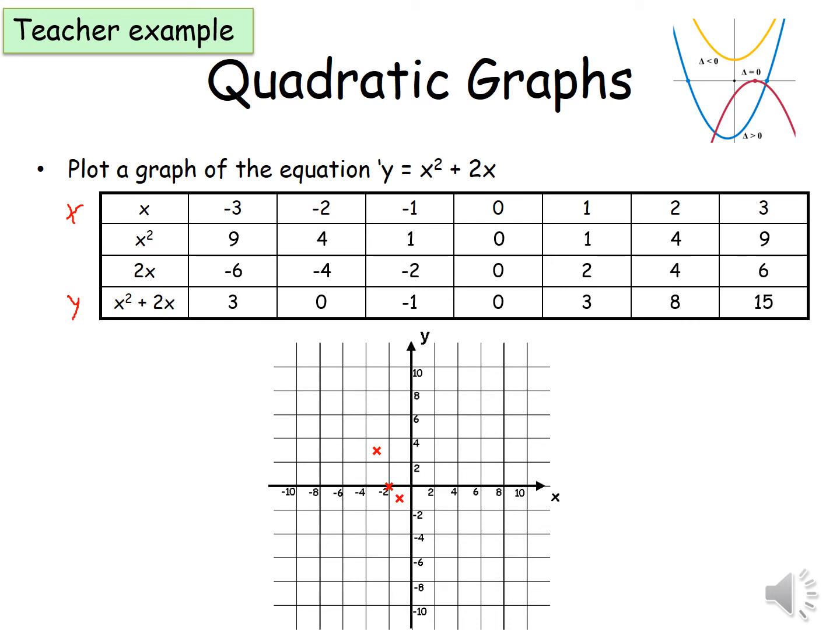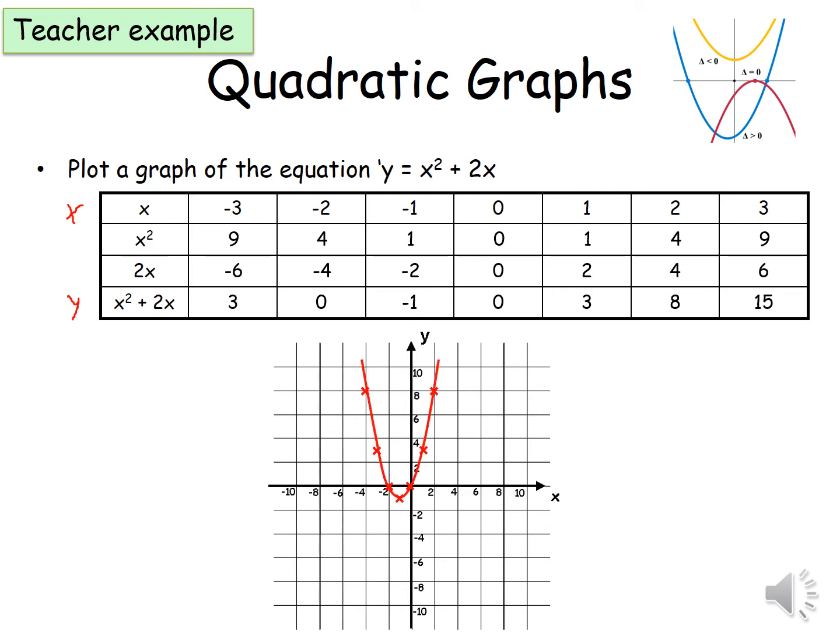When x is 0, y is 0. So 0, 0. When x is 1, y is 3, 1, 3. When x is 2, y is 8, 2 and 8. And the last one, when x is 3, y is 15, so 3 and 15. Okay.